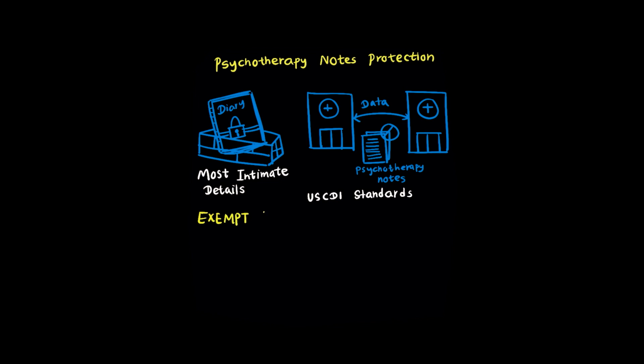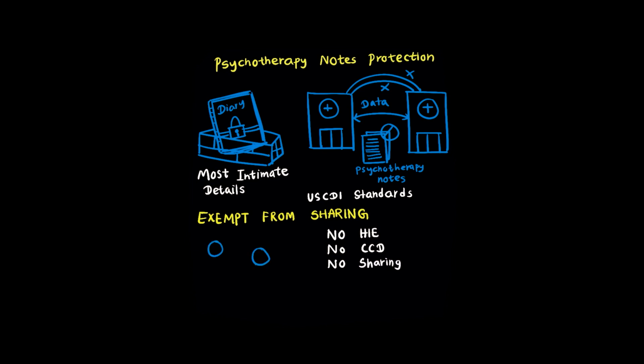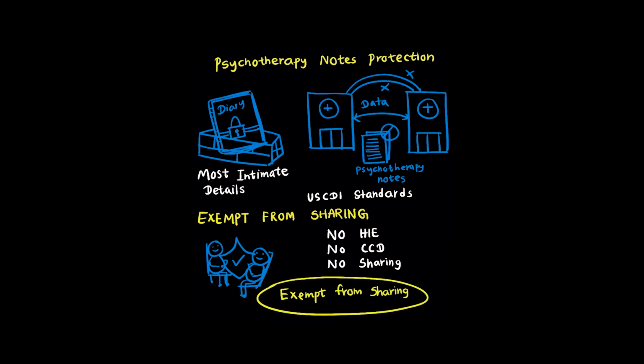This means when health information is exchanged between providers, psychotherapy notes stay behind. They don't flow through health information exchanges. They're not included in continuity of care documents. They're not part of standard data sharing agreements. Even with patient consent for general record sharing, psychotherapy notes remain exempt. They're the therapist's personal notes about impressions, analysis, and session details that go beyond basic treatment facts. This exemption recognizes that the therapeutic relationship requires absolute privacy to be effective.